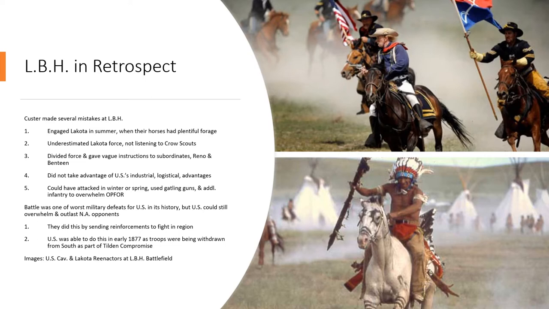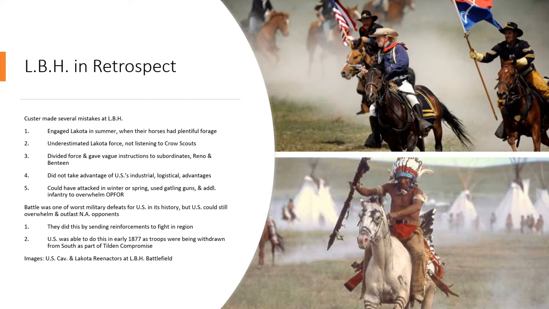So now we'll talk about Little Bighorn in retrospect. Custer made several important tactical and strategic errors. He engaged the Lakota in summer when their horses had plentiful forage and could be ridden much more quickly. The Lakota could be a lot more mobile in the summer because they had more to eat, both the warriors and their horses. He underestimated the Lakota force. He didn't listen to his Crow scouts, who reported that the Lakota and their allies were too numerous to be engaged by Custer's force.